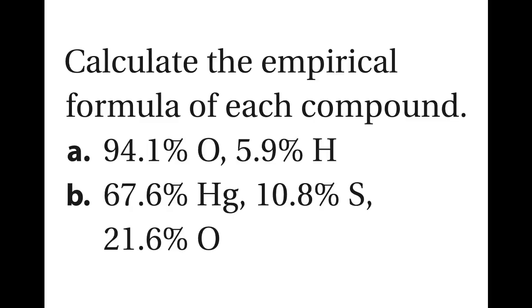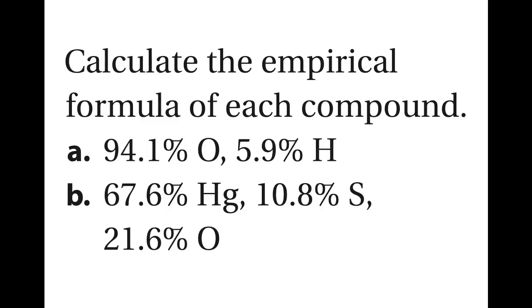So if you're working on B, you have 3 components here. You have mercury, sulfur, and oxygen. So you need to find the empirical formula of each compound. So that means that I need to turn that 67.6% of mercury into 67.6 grams of mercury, that 10.8% of sulfur into 10.8 grams of sulfur, and that 21.6% of oxygen into 21.6 grams of oxygen.